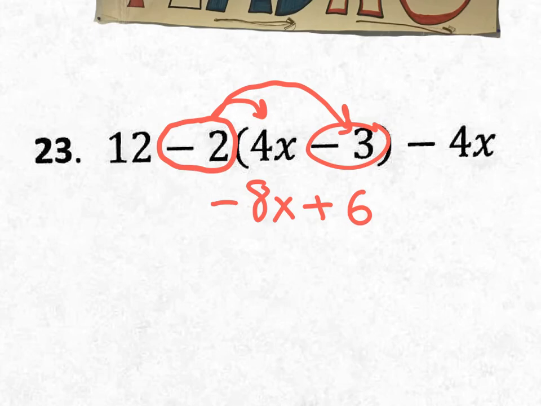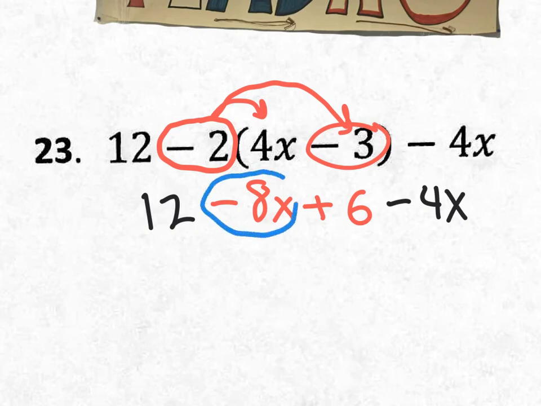And what about the rest? Let's bring down the rest. The 12 comes down and the minus 4x comes down. So now we have 4 terms. And let's combine the terms that are alike. In other words, x's with x's and numbers with numbers. So I have a negative 8x. I have a negative 4x.